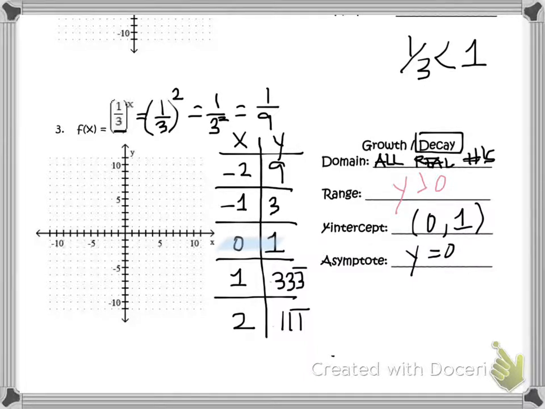Okay, so -2, go up to 9. So -2 up to 9, sorry, I'm trying to, and then -1 up to 3, 0, 1, 1, right there, and 2, very, very close to it. So your asymptote is still going to be at y equals 0. Okay, so now I'm going to connect the dots here. I'm going to connect, and I'm going to draw it where it never touches that y equals 0. Okay?